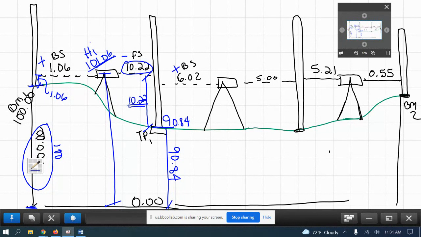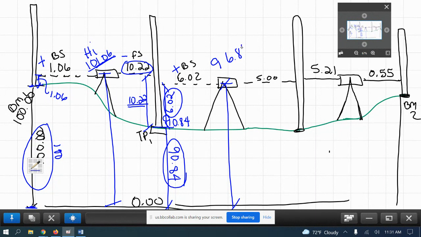We set the instrument up, we got a backsight, and we read 6.02. So that's like a big tape measure. So we take our 90.84 and our 6.02, and that'll give us our new height of the instrument, which would be 96.86.